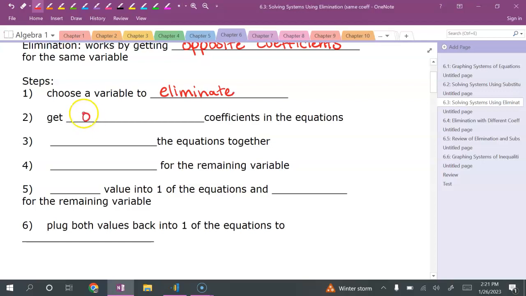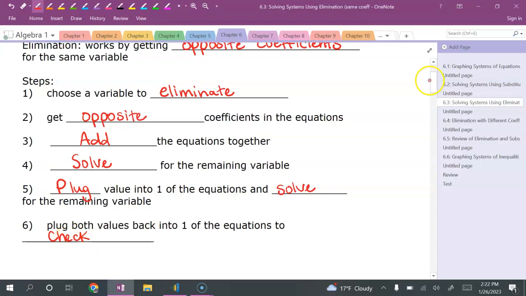Then you want to make sure that you have opposite coefficients in your equations. Opposite means that one of them needs to be positive, one of them needs to be negative, but you have to have the same number sitting in the front. Once you have opposite coefficients, you're going to add the equations together, and then you're going to be able to solve for the remaining variable. Once we've done that, we're going to go back and do what we did with substitution. We're going to plug the value of the one variable that we found into one of the equations and solve for the other variable. And then we can also still check our answer like we did with substitution.